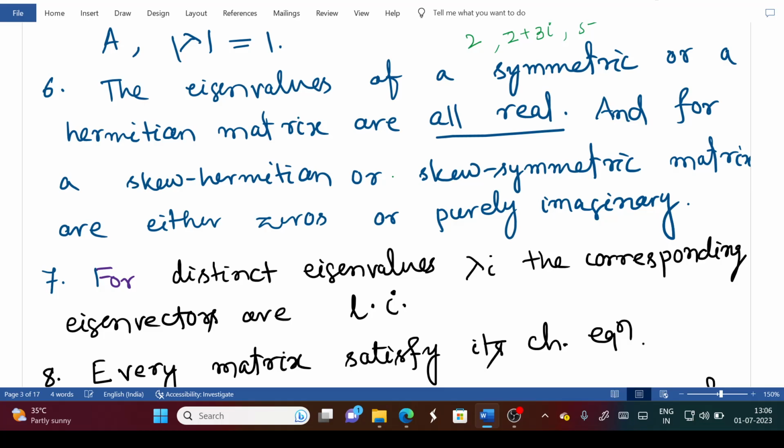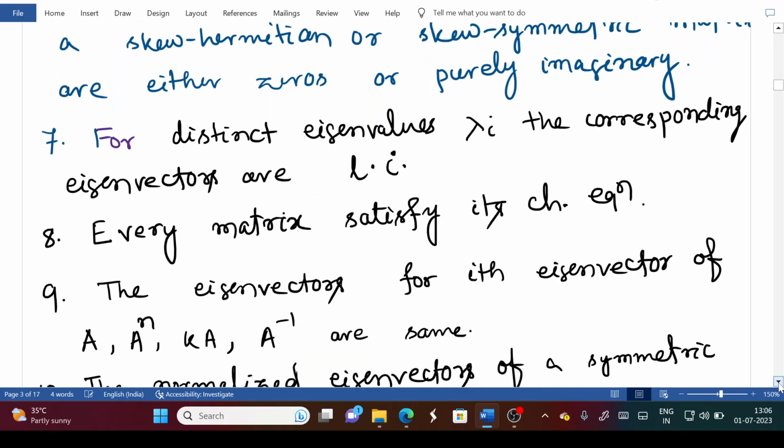Up to this, we were discussing the properties of eigenvalues. Now we will discuss the properties of eigenvectors. If x is an eigenvector, suppose Ax is equal to lambda x, and x is not equal to 0, that means x is an eigenvector of A corresponding to the eigenvalue lambda.